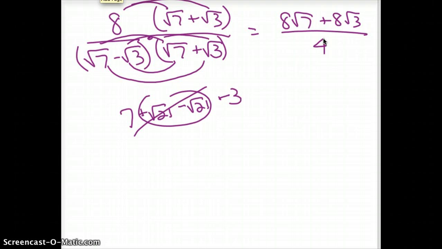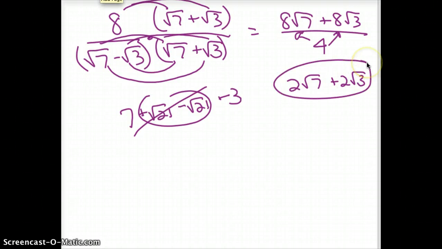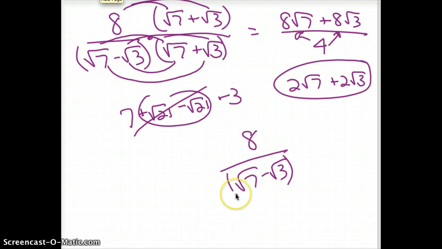Okay, so now I'm just trying to simplify this. 8 root 7 plus 8 root 3 all over 4. I can simplify that a little bit because both of these divide by 4. There's a common factor there. So I could divide both parts by 4, and I'm going to get 2 root 7 plus 2 root 3, and I'm done. And again, if I were you, I would definitely go on my calculator, especially on a test or a quiz, and make sure that these two expressions are really equivalent.